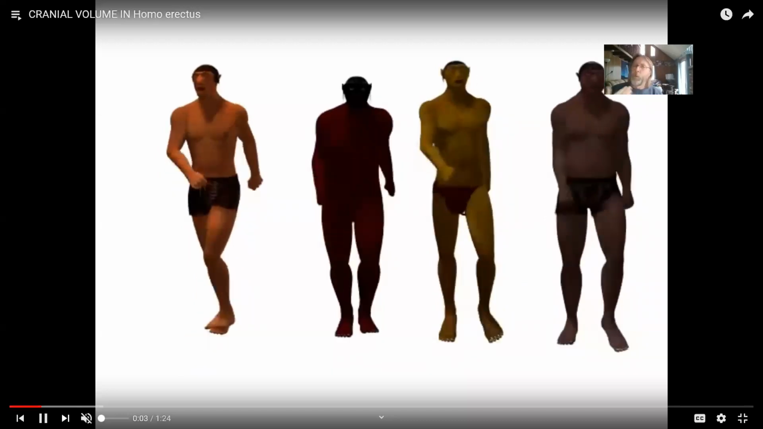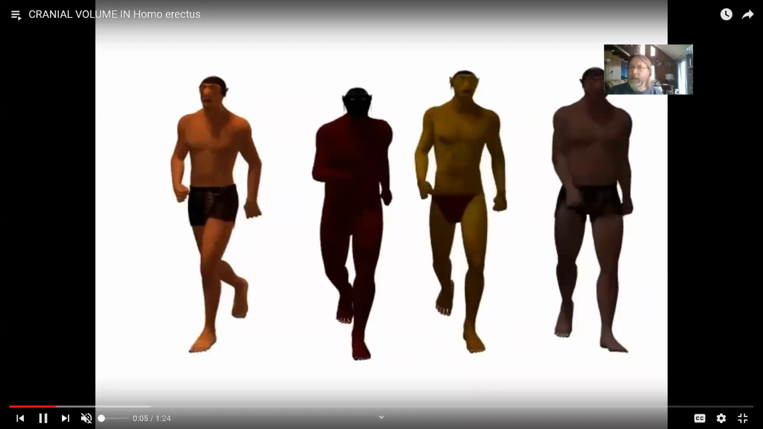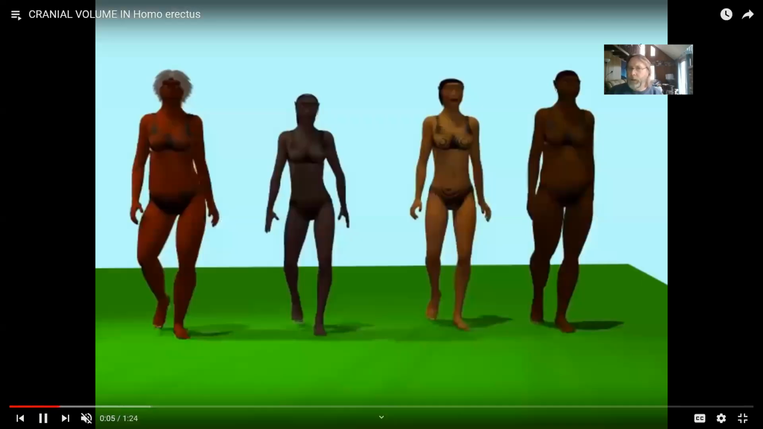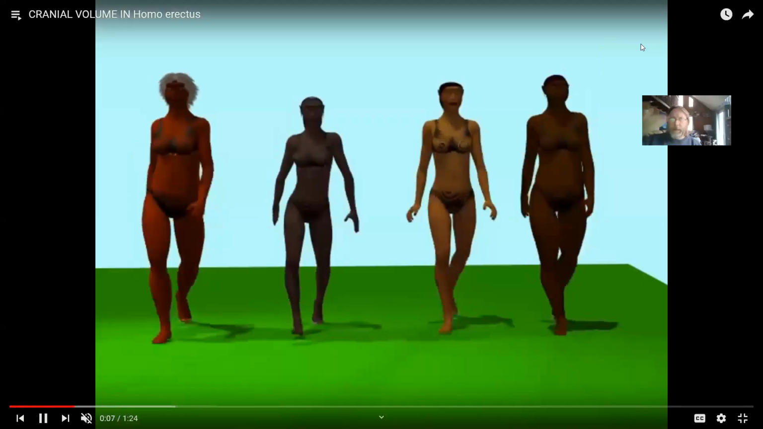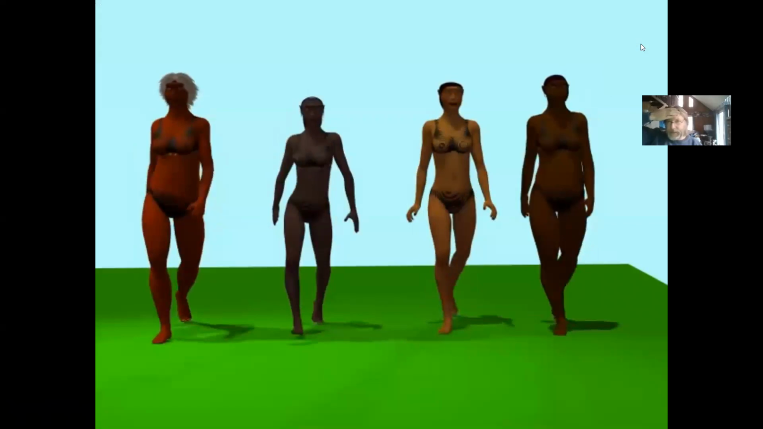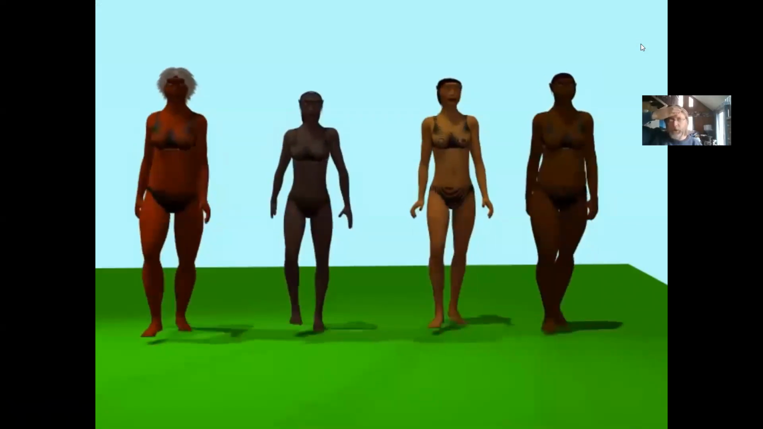Now, once various species of Homo existed, one of the things you might notice about them is, in general, they did not have this. See this forehead? This is a new thing in the genus Homo.